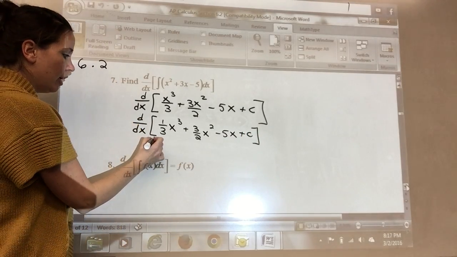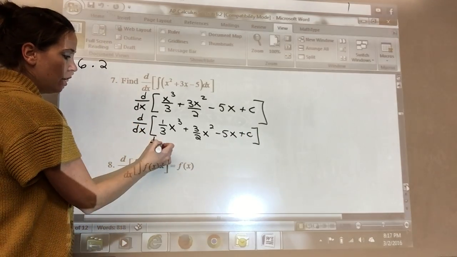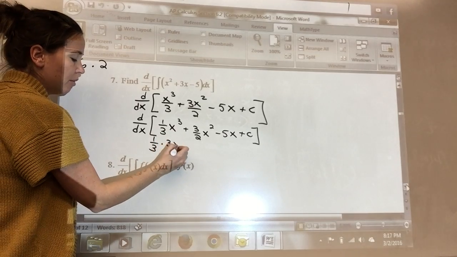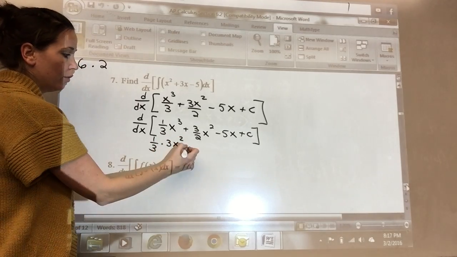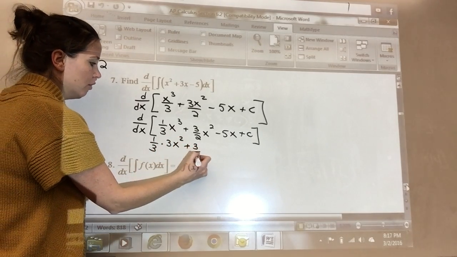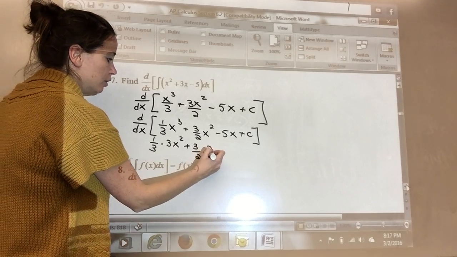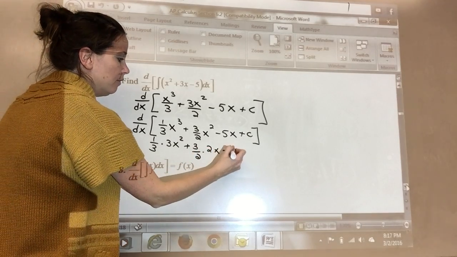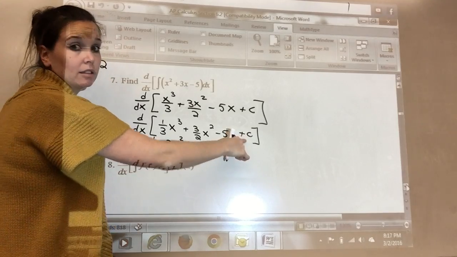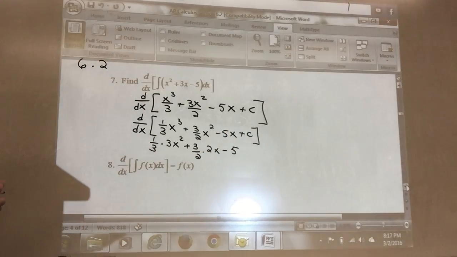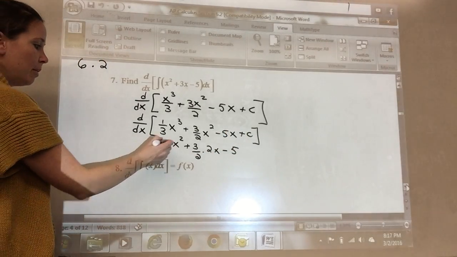So again, with the derivative, we have our constant 1/3. We drop our 3, and we make it x squared, right? Don't forget derivatives. We've done that for a long time. We have 3 over 2 times our 2x minus 5. And what's the derivative of a constant? 0. Okay, so then we just go through and clean this up a bit.